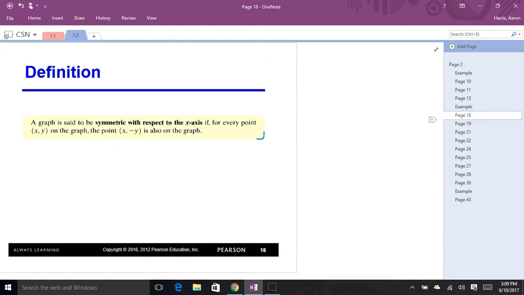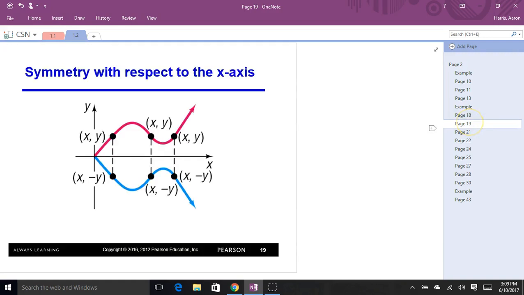Okay, we'll talk more about quadratics and more later in the course. A graph is said to be symmetric with respect to the x-axis if for every point (x, y) on the graph, the point (x, negative y) is on the graph. So here's an example of a graph that is symmetric with respect to the x-axis.